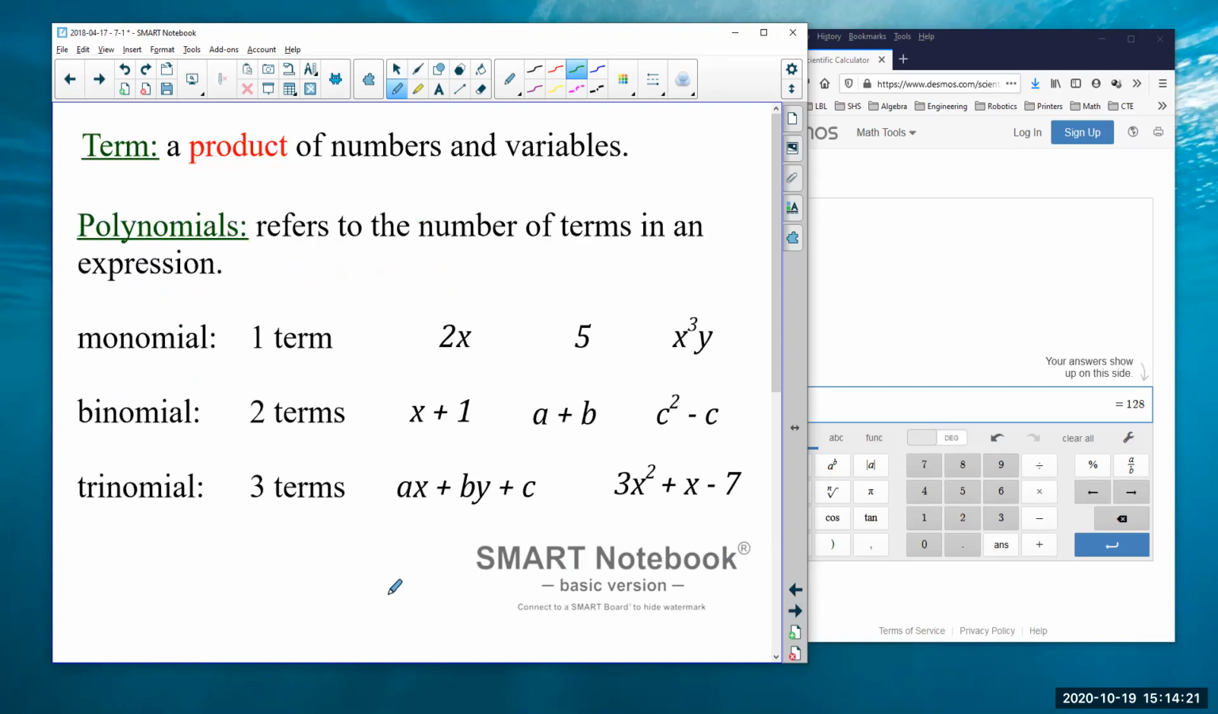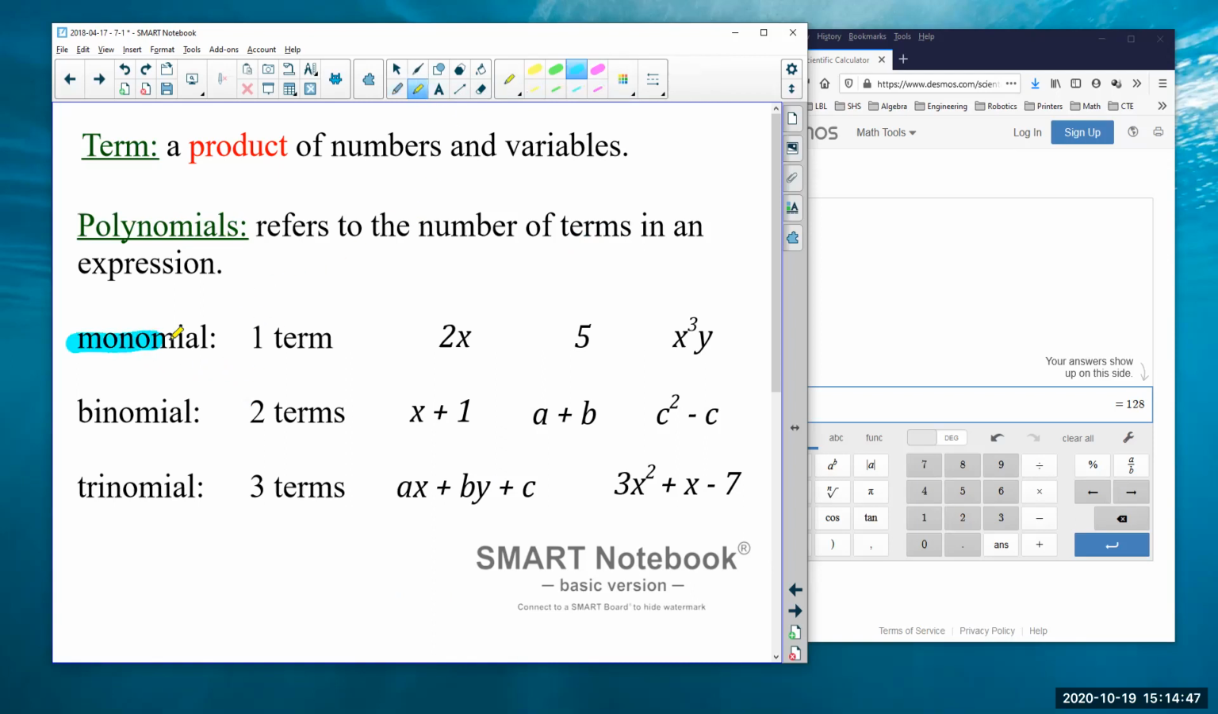Okay, so we'll talk a little bit about the kinds of polynomials that we're going to talk about. When we talk about polynomials, the name just refers to the number of terms in an expression. We have 3 of them that we're going to focus on here. There are other ones, but they're not really widely used.